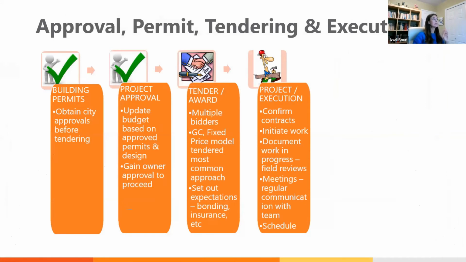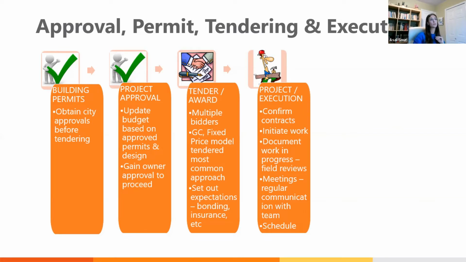Okay, so next is approval, permit, tendering, and execution. Building permit: obtain city approvals before tendering, project approval, update the budget based on the approved permit and design, and gain the owner's approval to proceed with the project. Then tender and award: multiple bidders, we invite the contractors who are interested or available to bid for the job. Fixed price model tender usually is the most common approach, setting out the expectations, bonding, insurance.